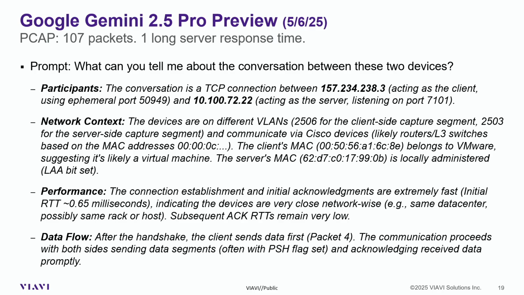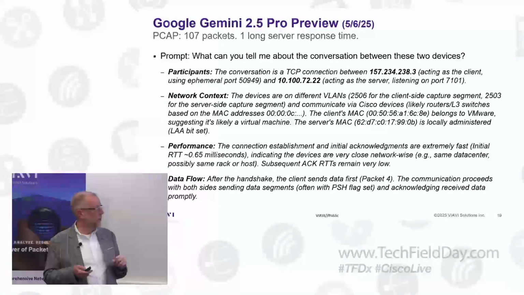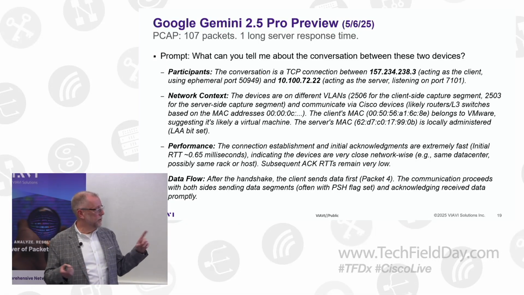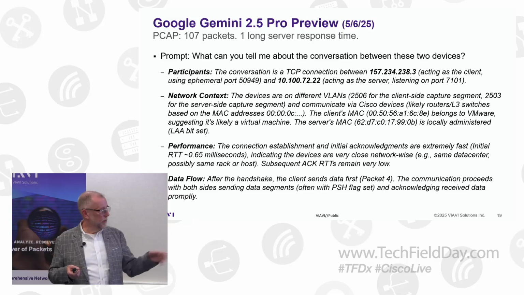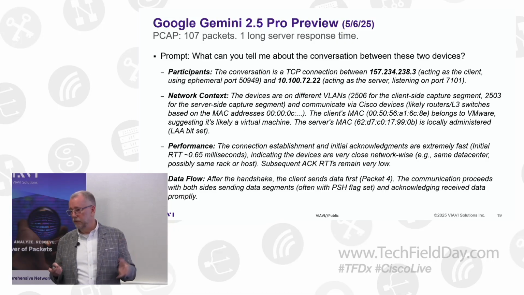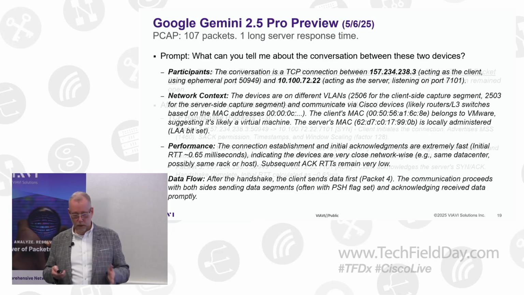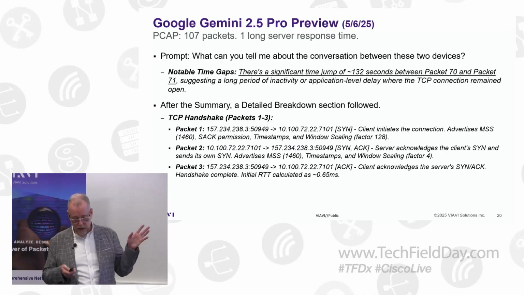So I started asking about the conversation between the two devices, and oh my goodness, here we go. It told me all about client, server, ports that were being used. MAC addresses, said you've got a Cisco device and a VMware device here. Looks like they're on two different VLANs, but they must be really close together because they're extremely quick in responding to one another. It starts telling me about the data flows and how the flags are set. I mean, it was just really providing incredible detail.